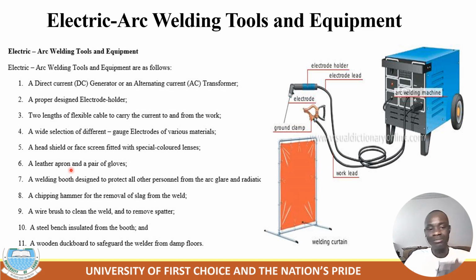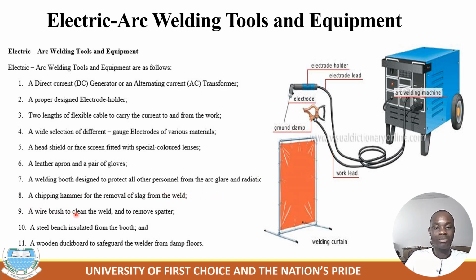A leather apron and a pair of leather hand gloves are part of PPE. A welding screen designed to protect all other personnel from the arc glare. This is a weld shield. In some standard welding workshops, they have something bigger than this that protects the people around against the welding glare or welding arc.